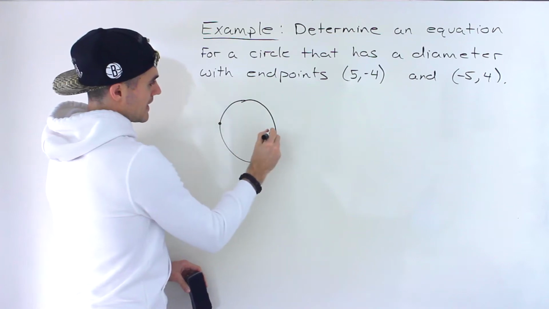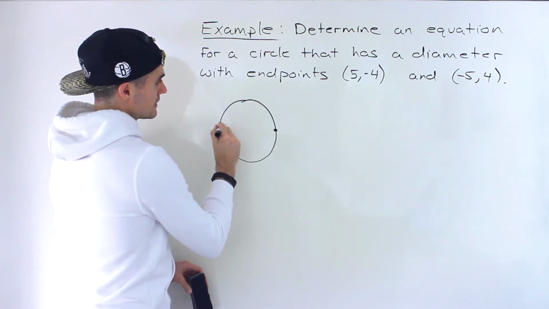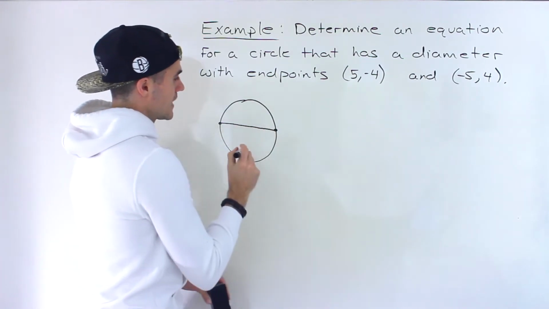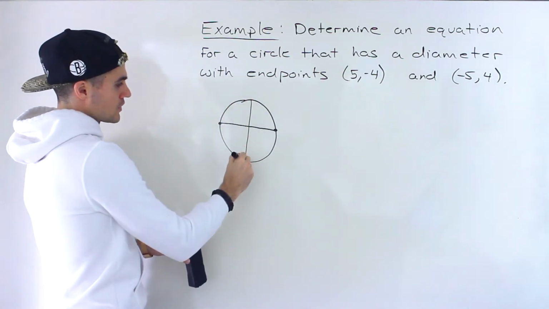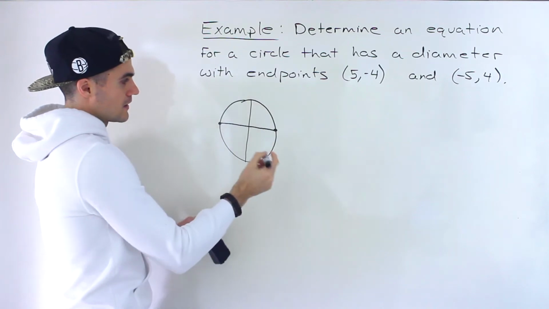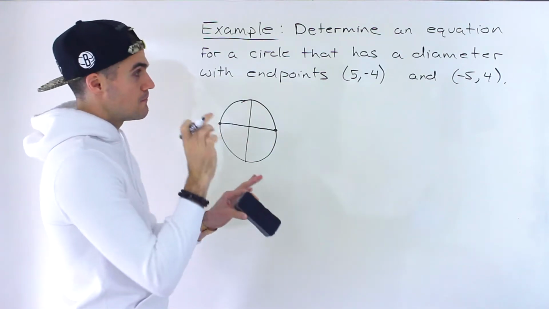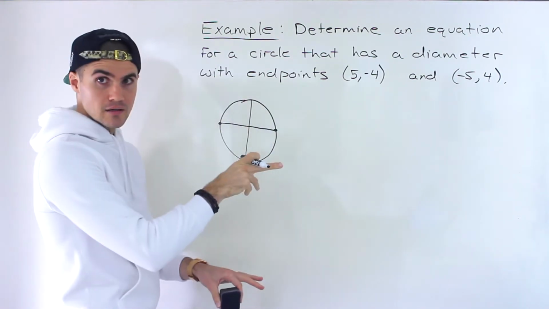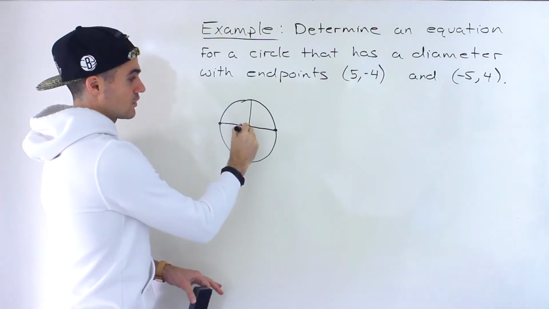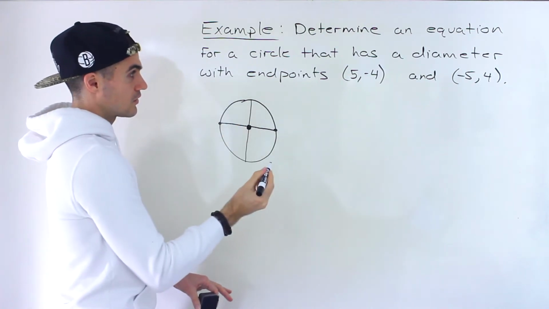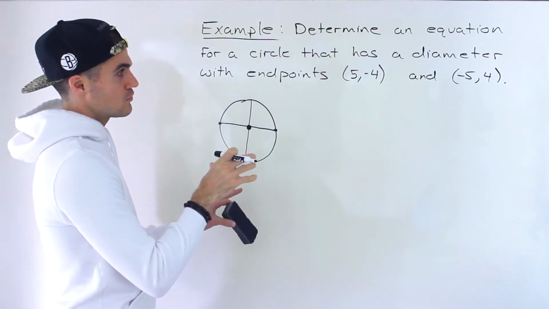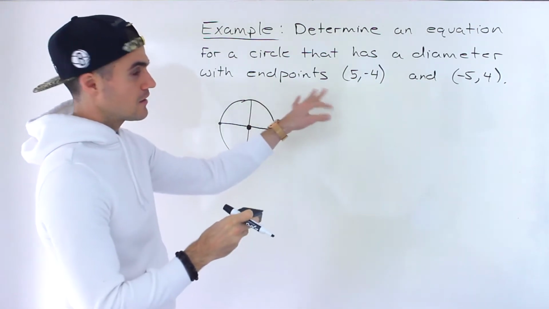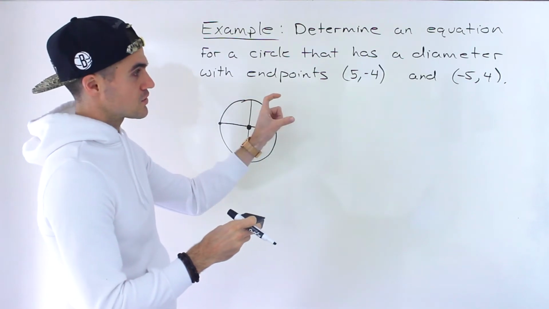you have a diameter, right? So these are like the endpoints, let's say, of a diameter. Well, no matter where the diameter is, whether it's over here or whether it's here, the center or the midpoint of the diameter line is going to be the center of the circle. And so that's the first thing you want to figure out, is that if you're given endpoints, what's the center of the circle going to be?